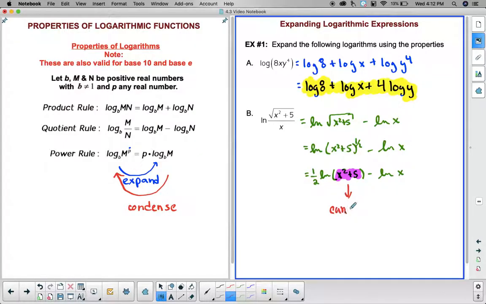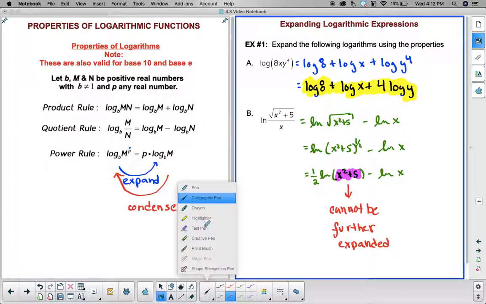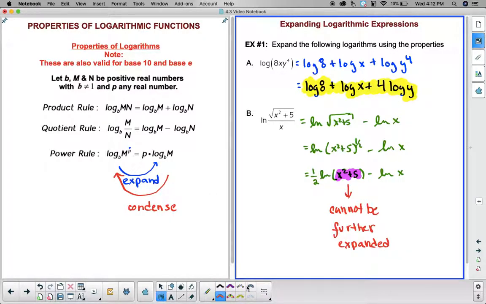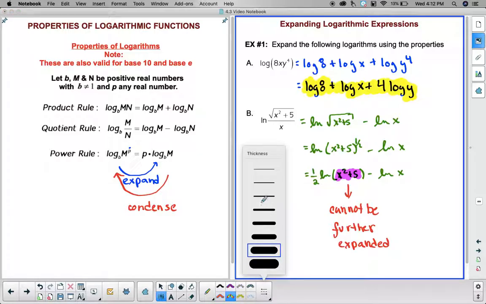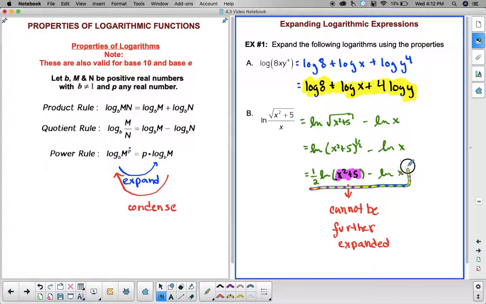Cannot be further expanded because it's a sum. I cannot further expand sums and differences that are inside the arguments. There is no rule for that. So here I am done. Here is my final answer, and I will underline or circle my final answer here with a beautiful pen that looks like a rainbow. Here is my final answer right here. This is my final answer. And that's how you expand logarithmic expressions using these properties.